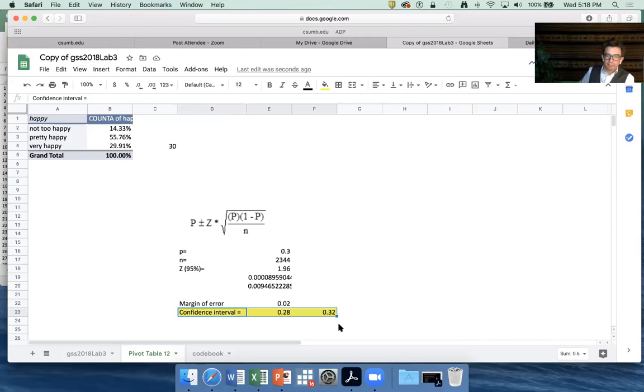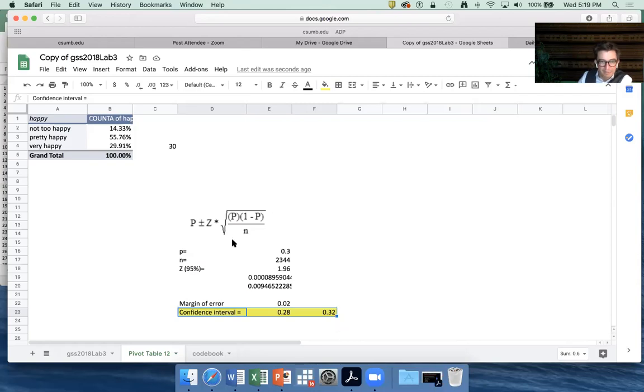Now we can talk about the population. Now we can say that in the United States, in the population, between 28 and 32% are very happy. We are 95% sure of that. That the percentage, we're 95% sure that the percentage of Americans who are very happy is between 28 and 32%.